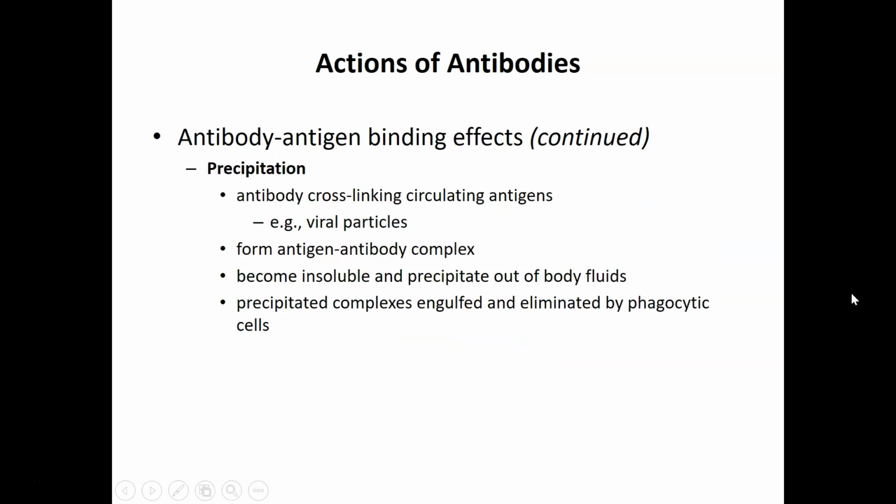Third thing that can happen when an antibody binds to a foreign antigen is if it's a soluble antigen like a toxin, it can cause it to come out of solution. So what was a soluble foreign antigen that can cause problems, when it comes out of solution, it's basically no longer active. And it's also going to be a target for phagocytic cells to do away with.